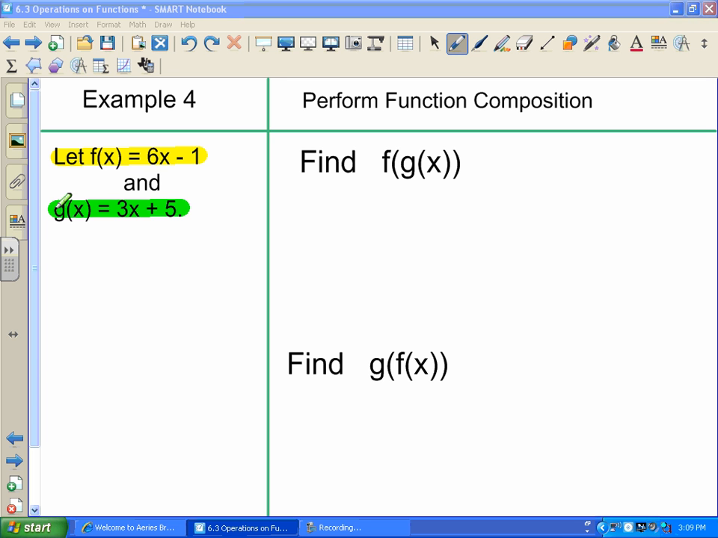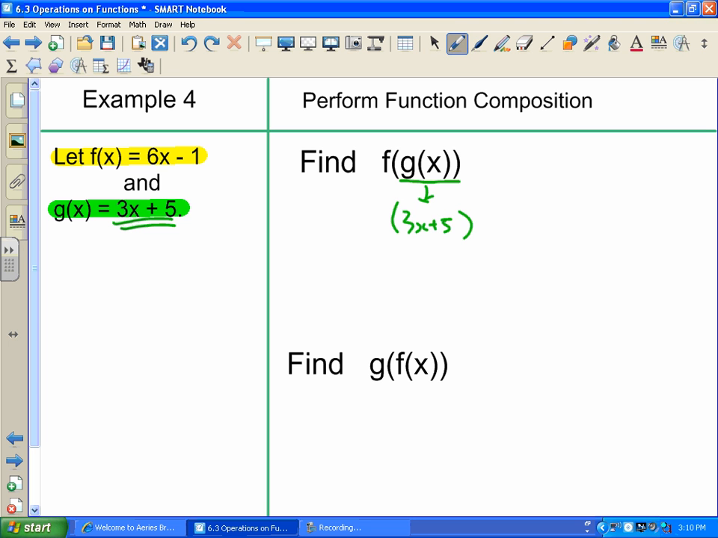It means to take what g of x is and put it into the f function. So once again, Mr. Wood, I don't know what g of x is. Sure you do. g of x is 3x plus 5. So this problem is asking me to find f of 3x plus 5. All I did was stick what g of x is into the f function.